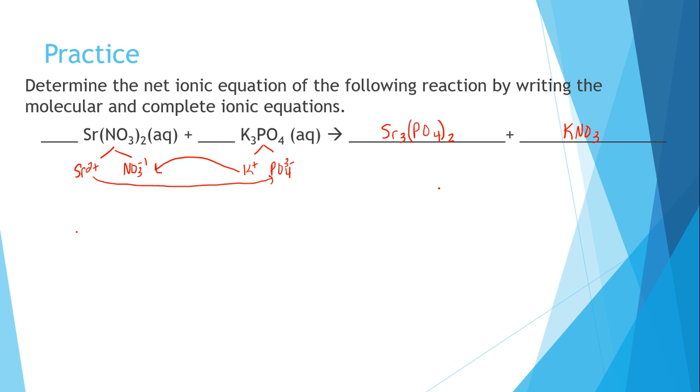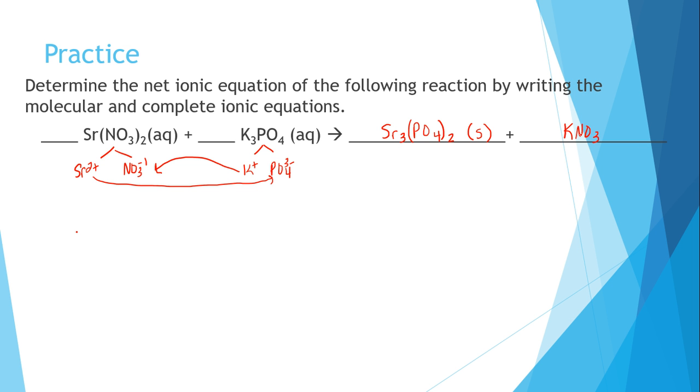From there, you have to check on your solubility table whether this will be a solid or an aqueous. If you checked, PO4 is actually located under the insoluble. Strontium is not an exception, so this actually comes out to be a solid.